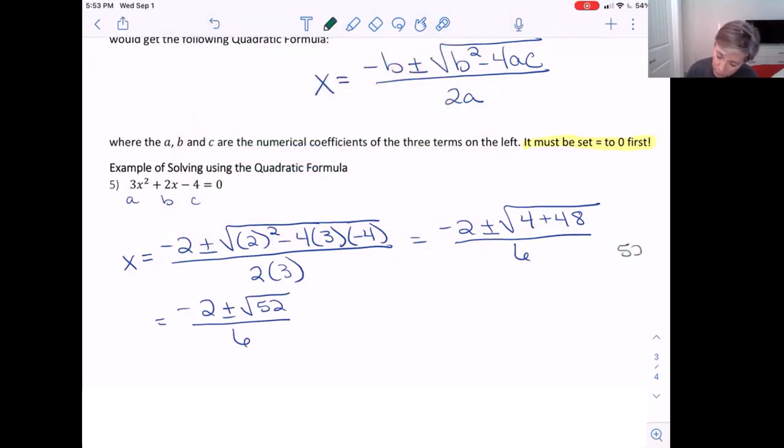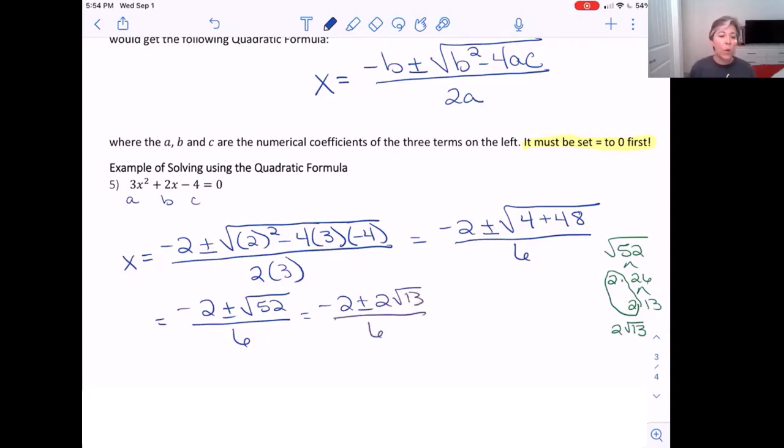So we take 52, that's 2 times 26, which is 2 times 13. So again, we have a 2 squared, and the 13 does not have a pair, so he stays in. So we can rewrite this as negative 2 plus or minus 2 square root of 13 divided by 6.